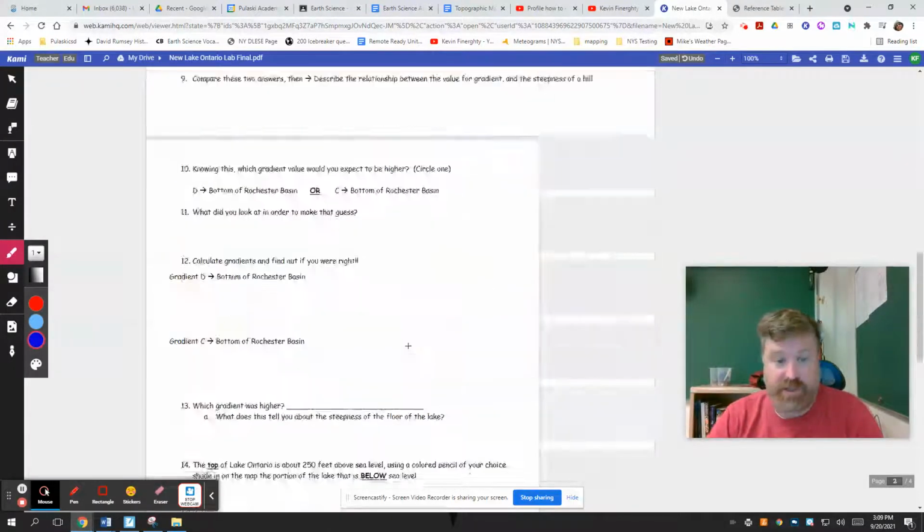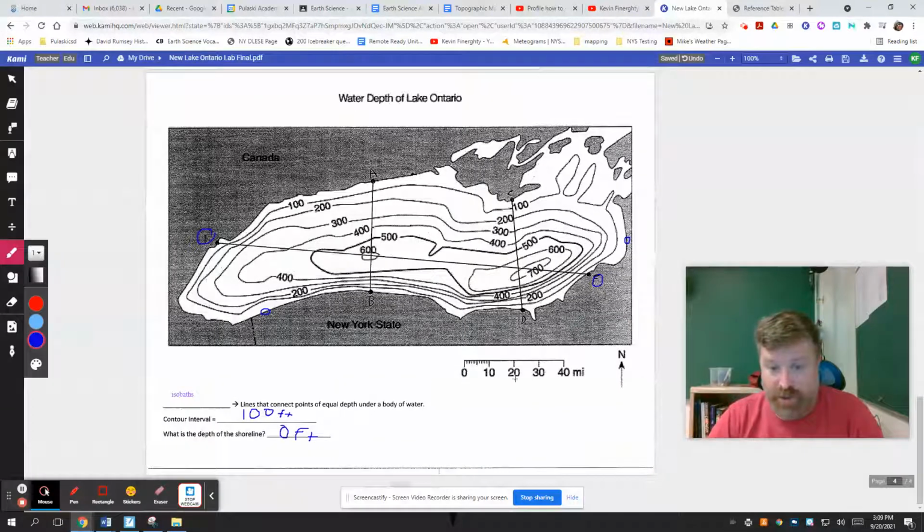How far is it? That's where you're going to have to use this map scale right here. These are in miles. And if this is the Mississauga Basin, you're going to have to measure from the shoreline, point B, down to about the middle of that approximately. How many miles is it to get down those 620 feet?